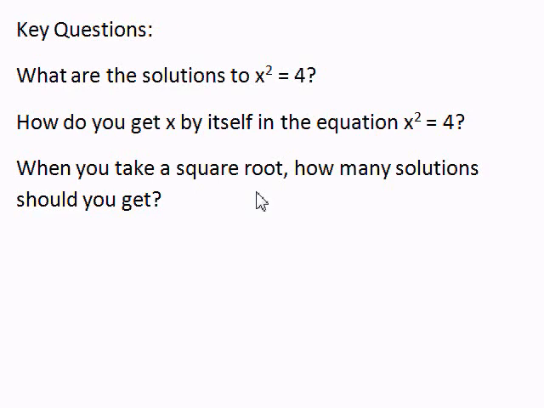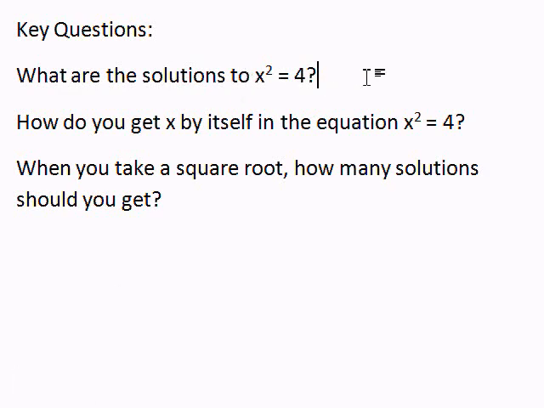What are the solutions to x squared equal to 4? How do you get x by itself in the equation x squared equals 4? And when you take a square root, how many solutions should you get? Now all these have different answers, but they're all part of the same general idea, which we're going to look into as we work through them.